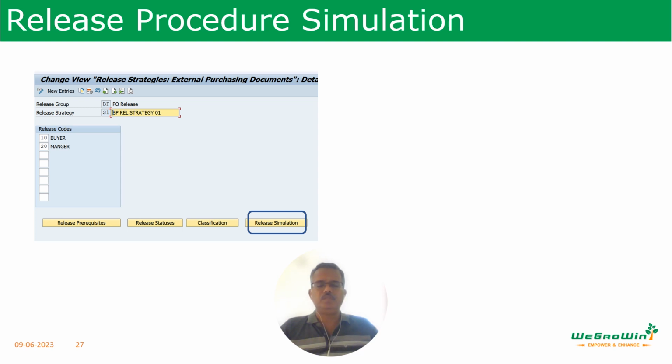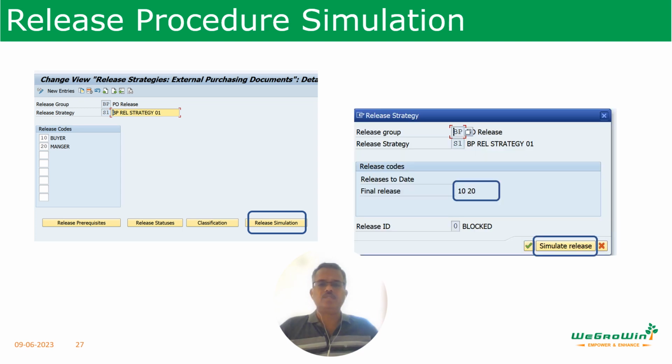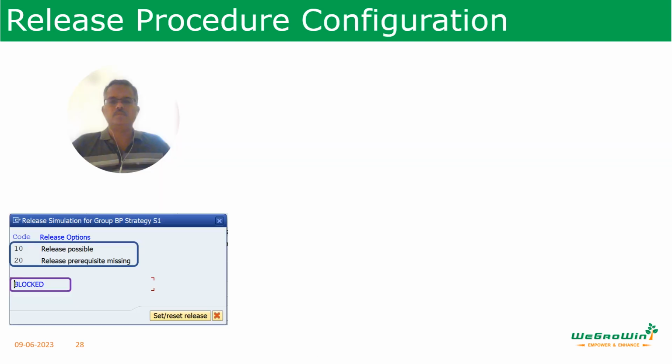Whatever steps we did so far, whether they are working fine or not, we have to simulate here. So for this, we place the cursor on the release simulation and check it. Here we are getting the final release now 1020, and the simulate release. Let us click on the simulate release.